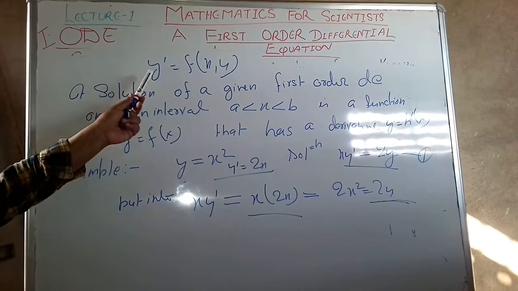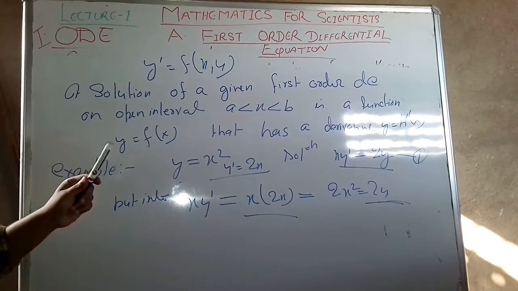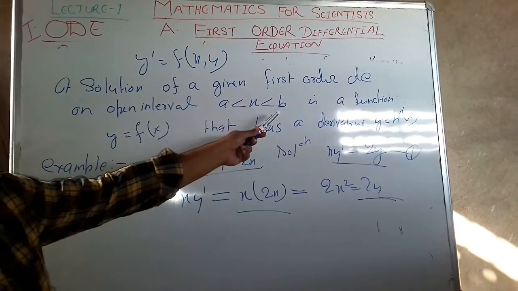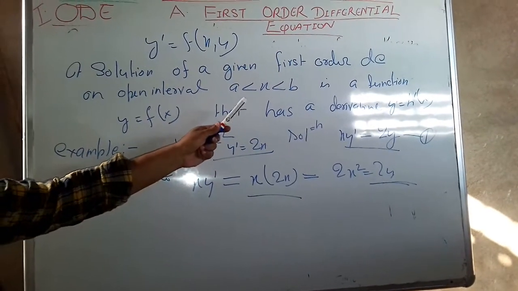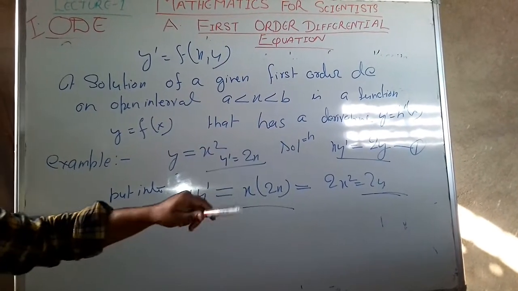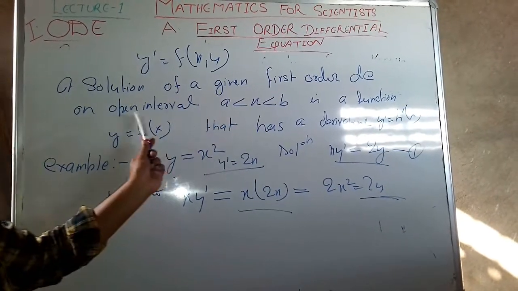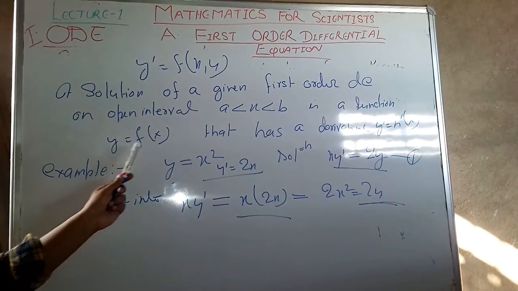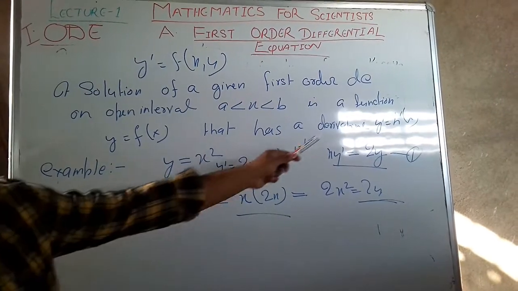Suppose there is a derivative of y which is a function of x and y. Its solution will be in the open interval from a to b. Open interval means point a and point b are not included, and closed interval means point a and point b are included. So the solution will be on the open interval from a to b, a function f equal to y. It means y will be a function of x.